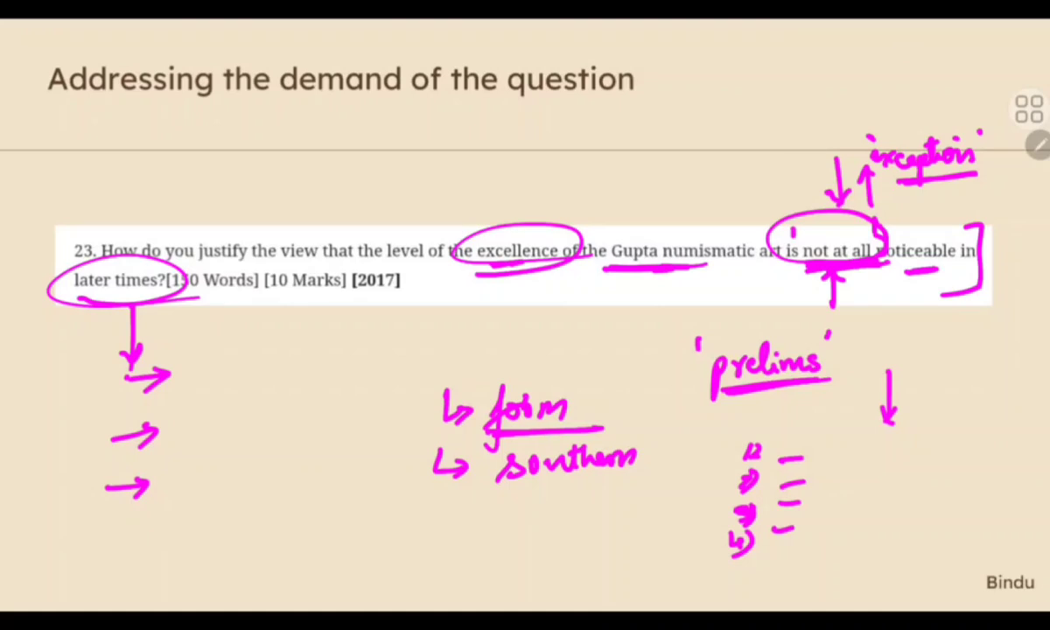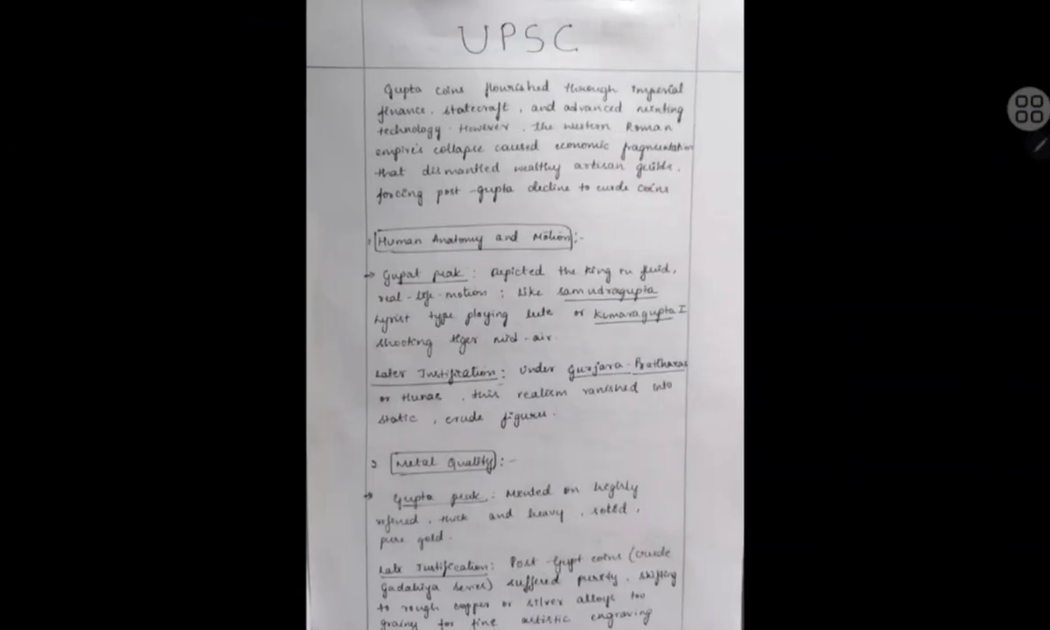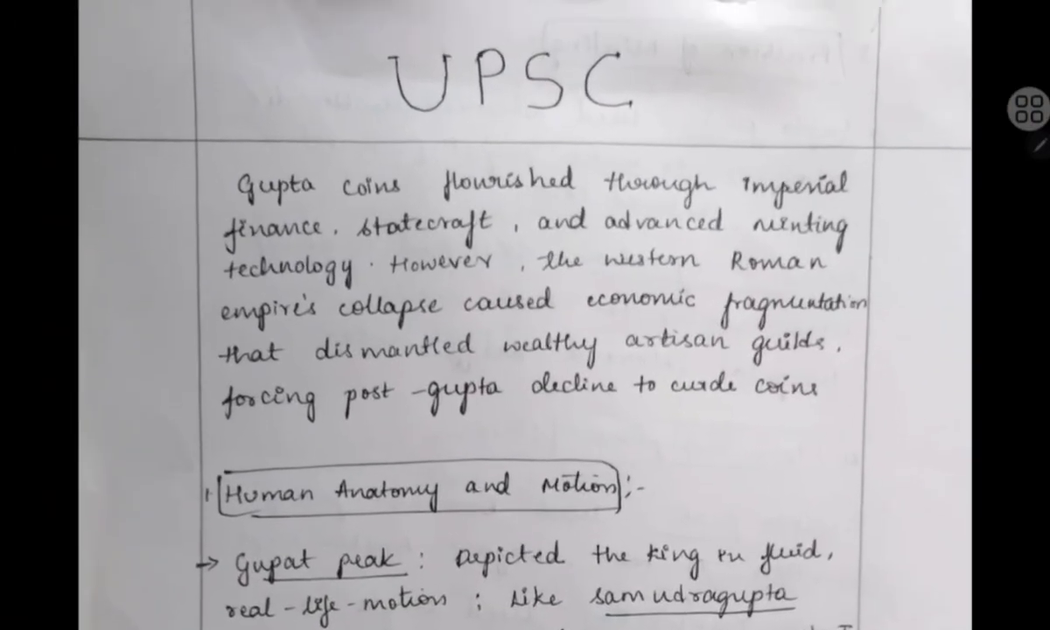Now I'll show you the model answer. You will come to know. See, this is the model answer. Usually aspirants in the introduction keep on writing the Gupta coins, this century, that century, and they write the king's name and end the introduction. See, my introduction will be in such a way.